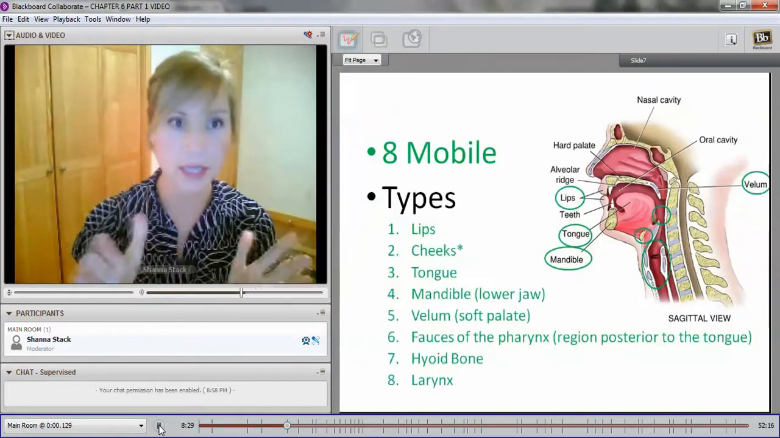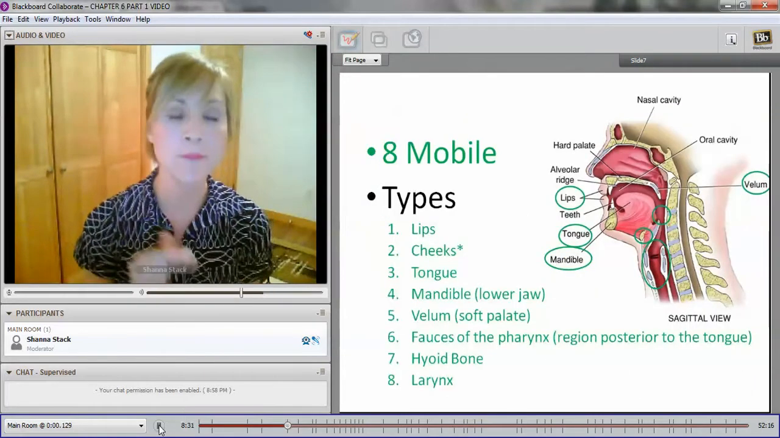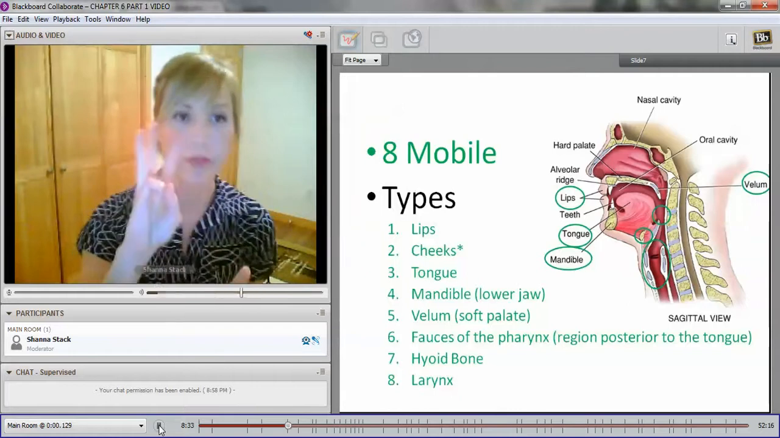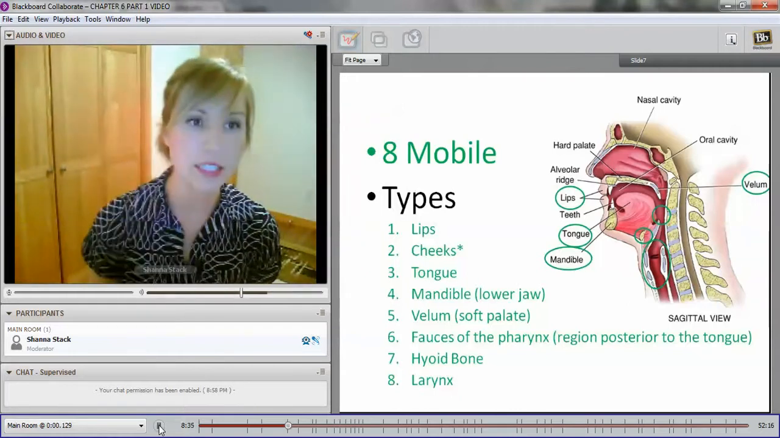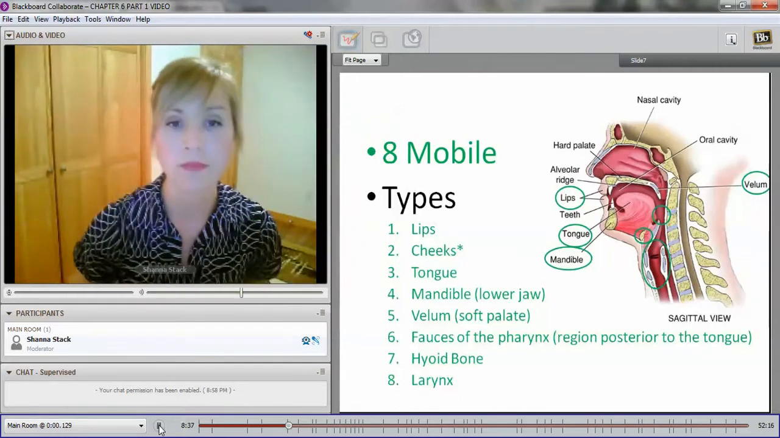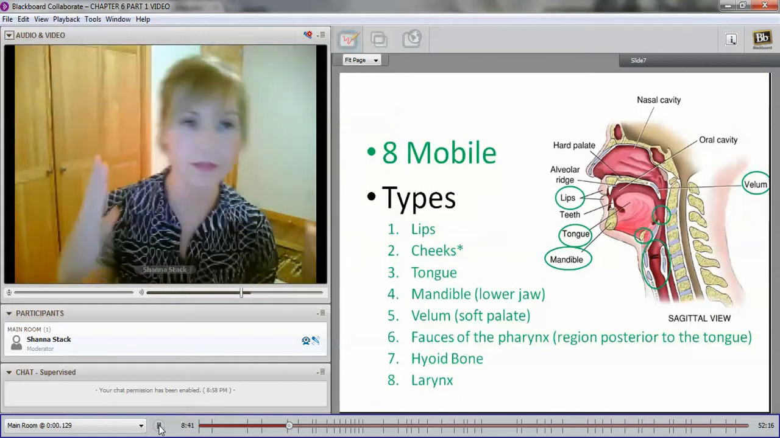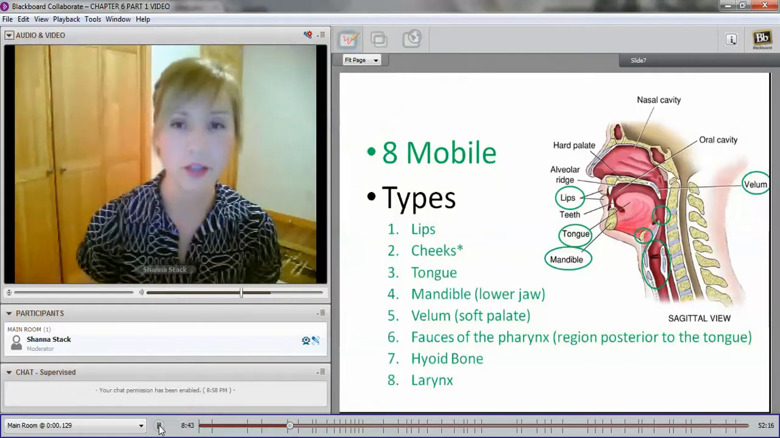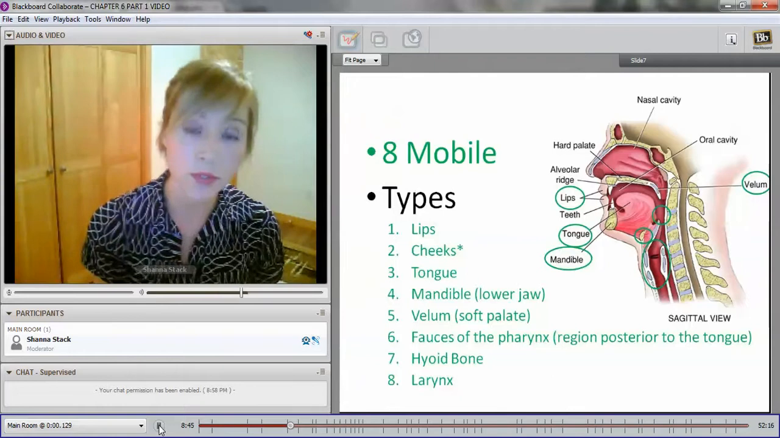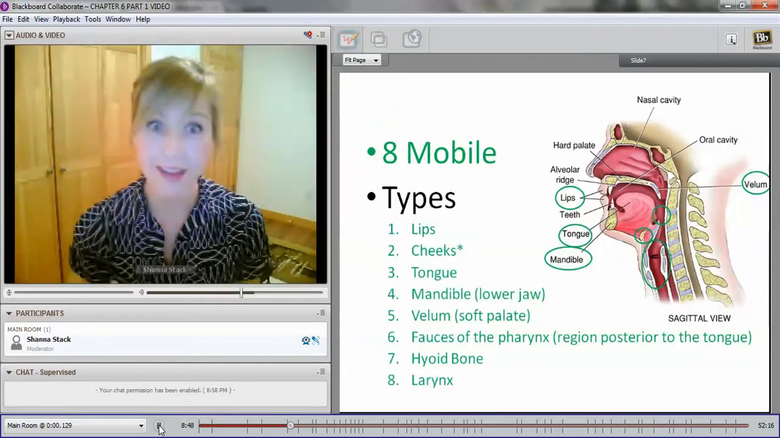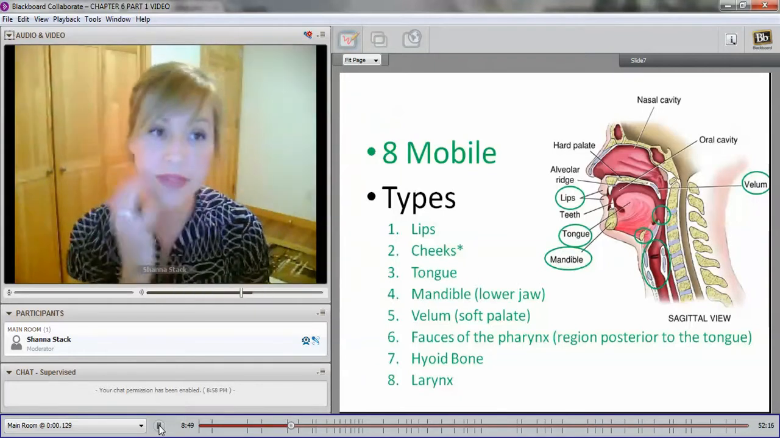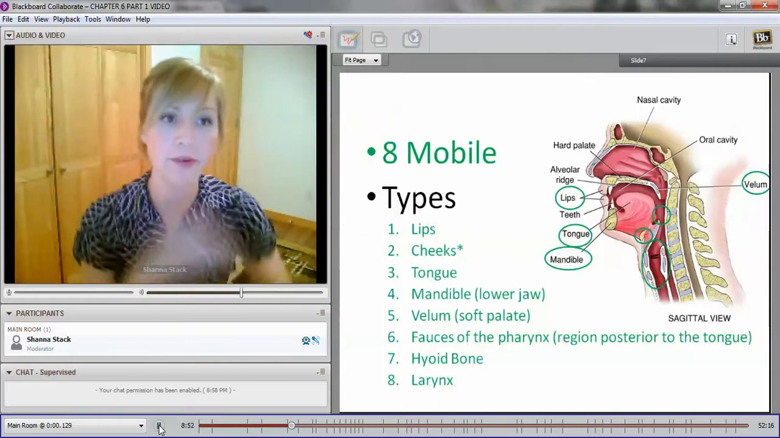All right, so here's that same picture, and I'm just pointing out the mobile articulators. So remember, we have 3 immobile and then 8 mobile, so total 11. So we have our lips, and I'm a huge kinesthetic person, touch, feel, move kind of learner. And when you go to an exam, you can bring your body. So it's an excellent study tool if you add that component to it. So really get familiar with it.